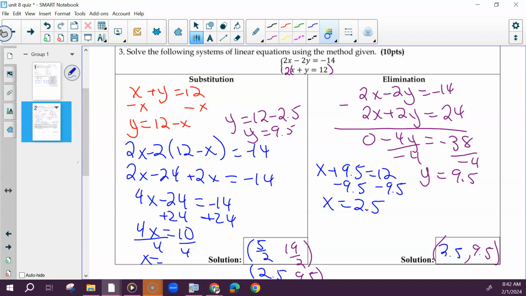So the 5 points again: we're setting up your elimination correctly, or however you did that. Solving for y or x, whichever one you did first, correctly getting that correct value, and then the other variable and that correct value. For a total of 10 points. Do you have any questions on the elimination part?